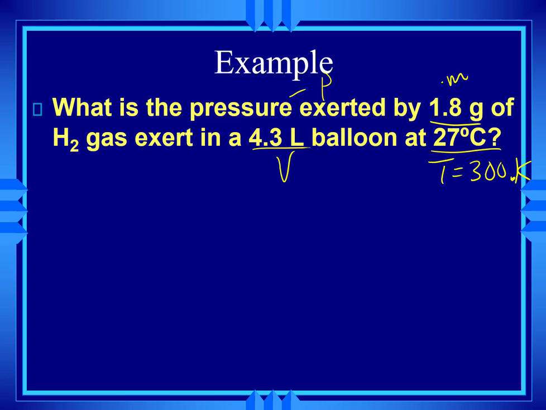Because we haven't put mass in any equation. But what can I do with that mass? Well, I got grams of hydrogen. Grams of hydrogen I can turn into moles of hydrogen, right? So I have all the pieces I need to use PV equals nRT. Got to divide both sides by V. So I get P equals nRT over V.